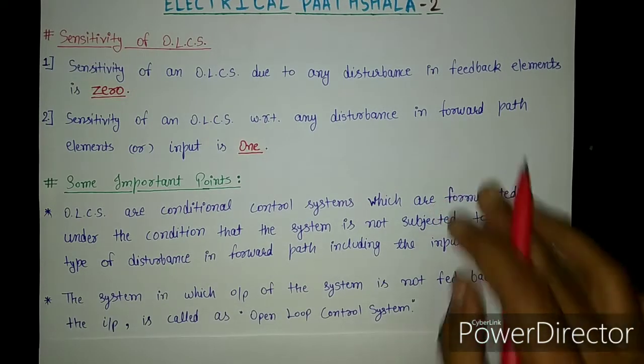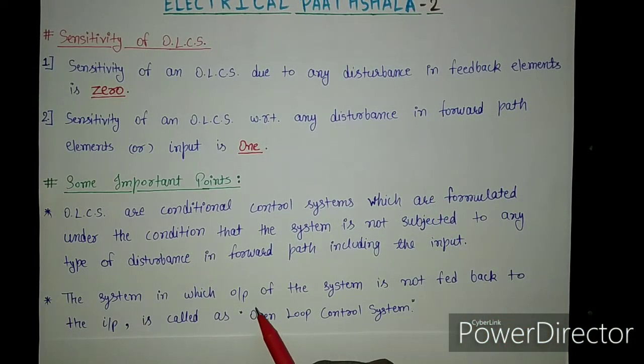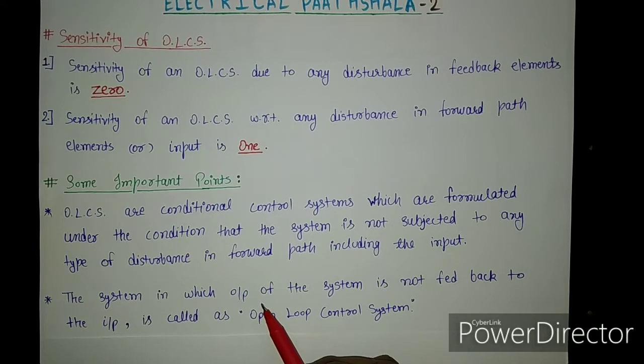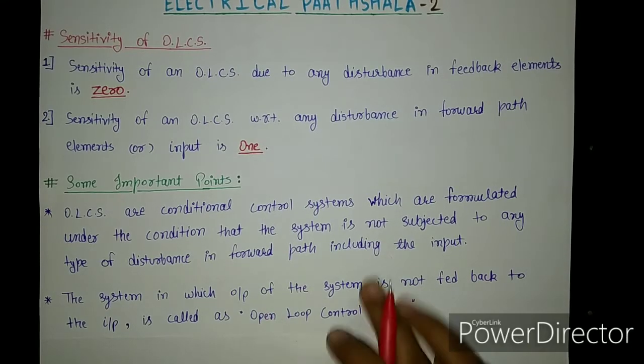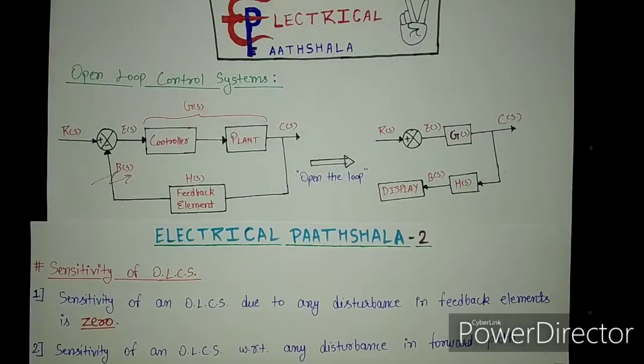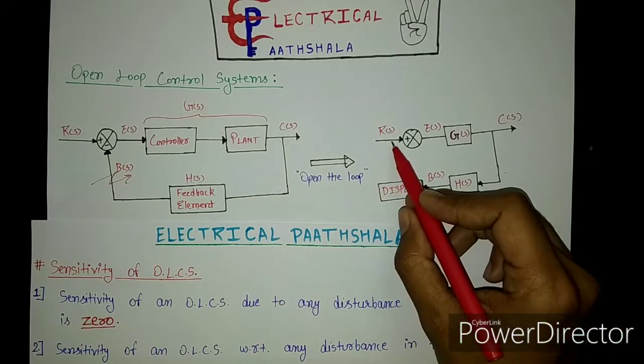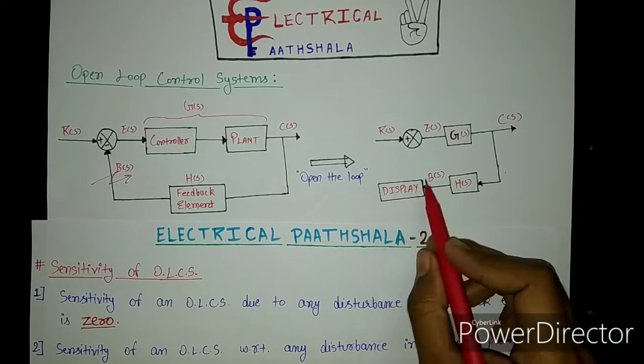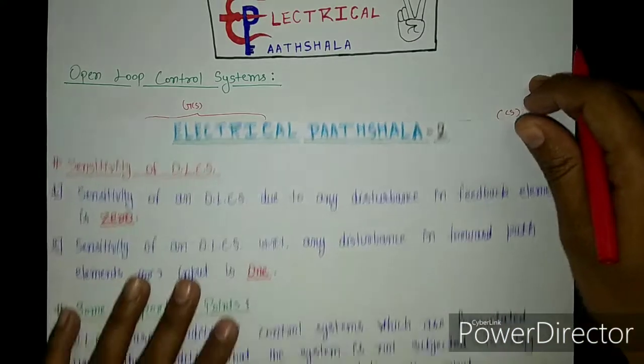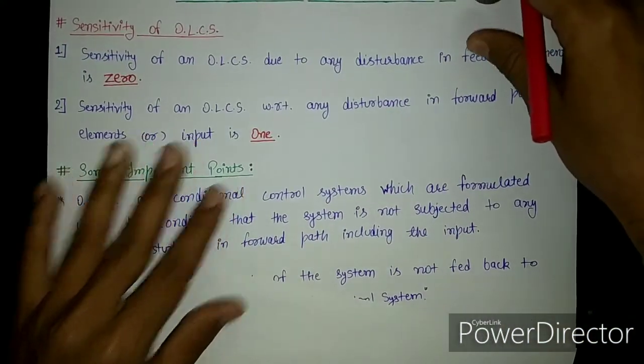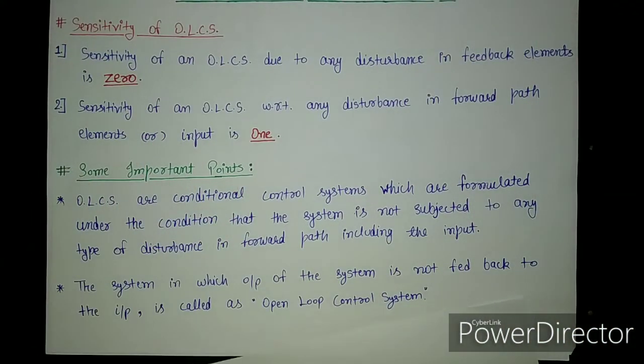The second point is that the system in which the output is not fed back to the input is called an open loop control system. And you can see in this block diagram that the output of the system is not fed back to the input. Instead, it is being displayed by using a display. So such systems are called open loop control systems.